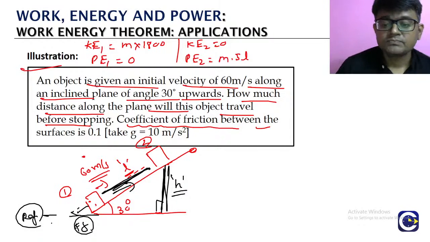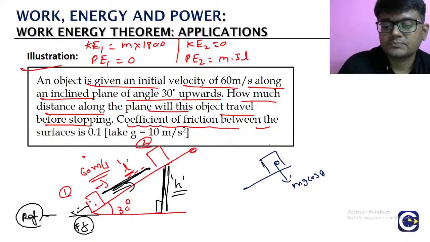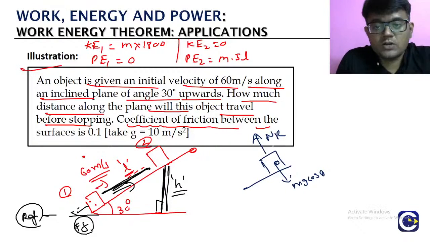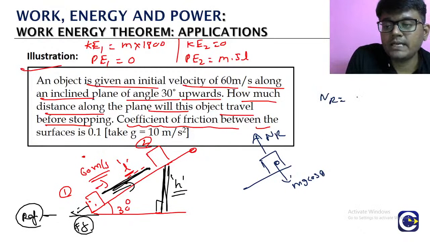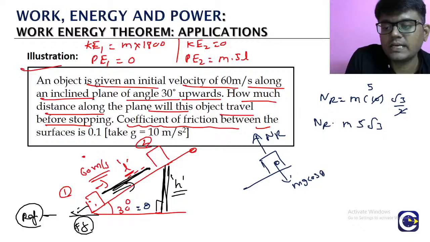So look at this. If you consider the object which is on the inclined plane, remember mg cos theta will be the component of the weight perpendicular to the plane. Perpendicular to the plane, there is no motion, right? Motion is along the plane. So we will get the normal reaction value. What is it? M into g is 10. Theta is what? 30, right? So cos 30 is what? Root 3 by 2. So M into 5 into root 3. That is our normal reaction.